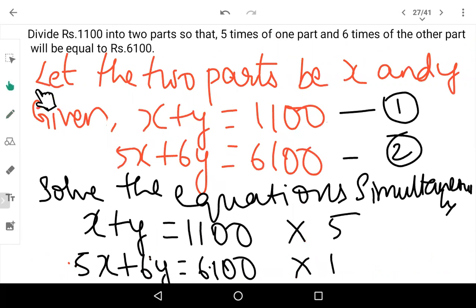What did we derive here? Let the two parts be x and y. Conclusion also should have the same thing. Therefore, the two parts are x. What is the value of x? 500. What is the value of y? 600. Since we are dividing rupees, Rida, therefore x is equal to, y is equal to, okay, but that is not the actual conclusion. When it is statement problems, you have to explain it in statement. When it is normal equations, that answer is fine. Therefore, x is equal to, y is equal to is fine.